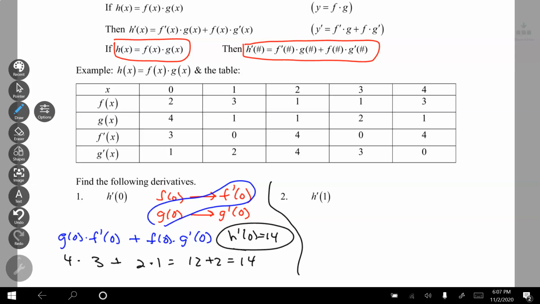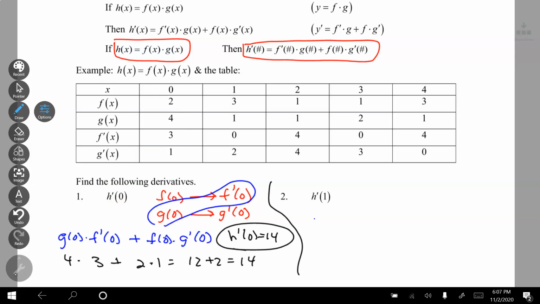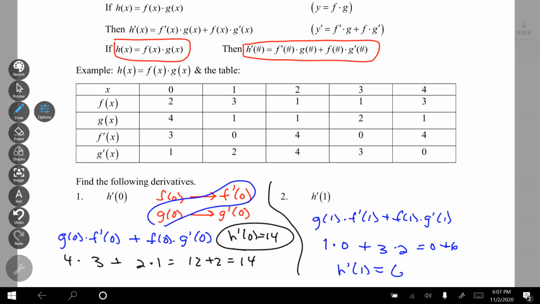We can do the exact same thing for 1 that I just did right now, except I'm going to put a 1 in for everything. So I get g of 1 times f prime of 1 plus f of 1 times g prime of 1. And I find all these numbers in the table. So g of 1 is 1 times f prime of 1 is 0, plus f of 1 is 3, times g prime of 1 is 2, and I get 0 plus 6, so h prime of 1 is equal to 6.